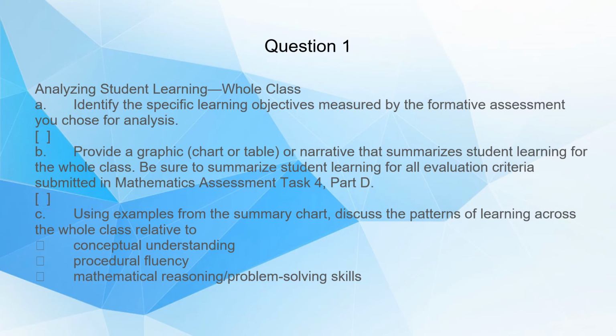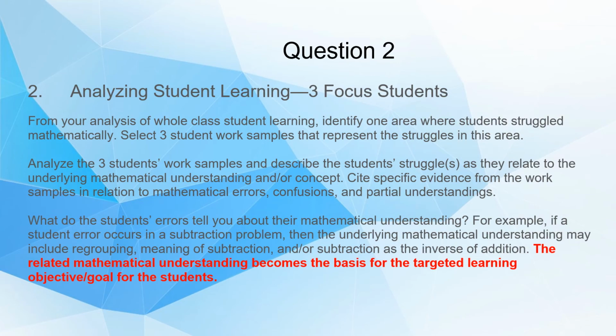So it might be that, or maybe they did better on procedural fluency, or maybe they did better on conceptual understanding, but you're going to discuss the patterns of learning related to these 3 items, and you're going to use your chart to summarize that. Then question 2, you're going to do the same thing, but you're going to do it for the 3 focus students. So it's just the 3 focus students.